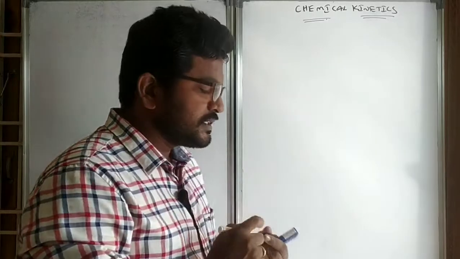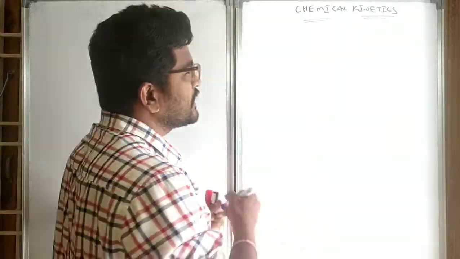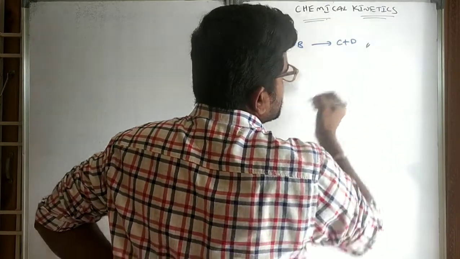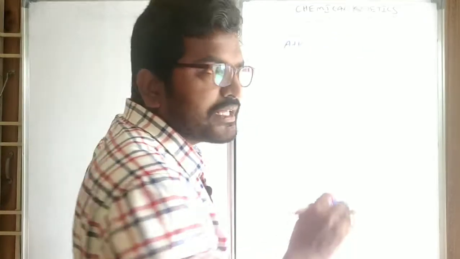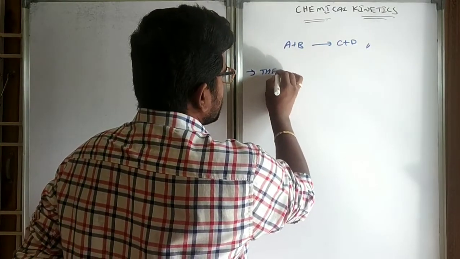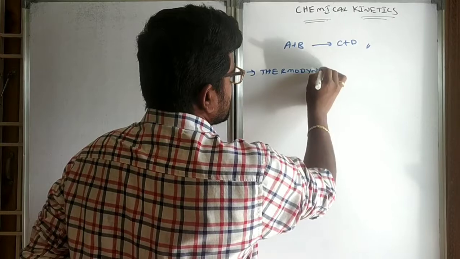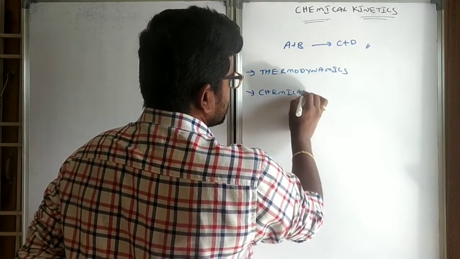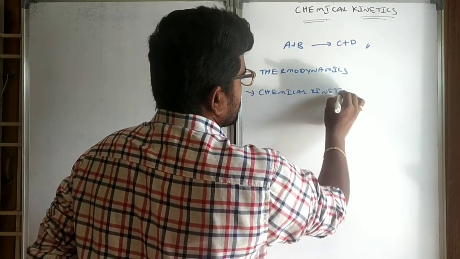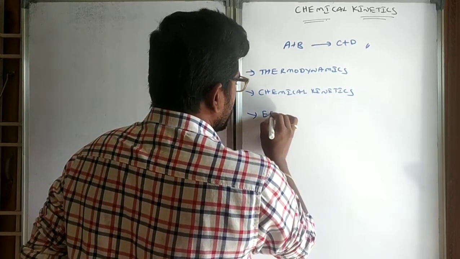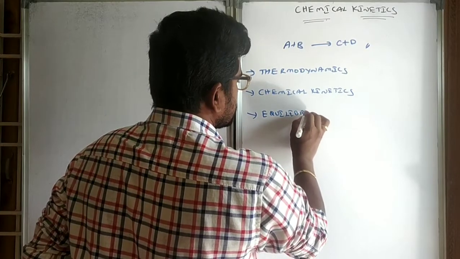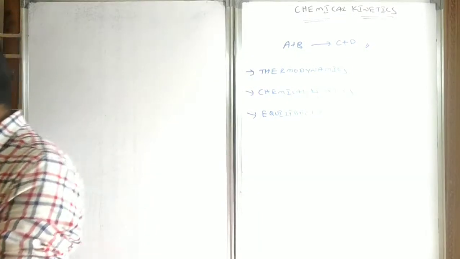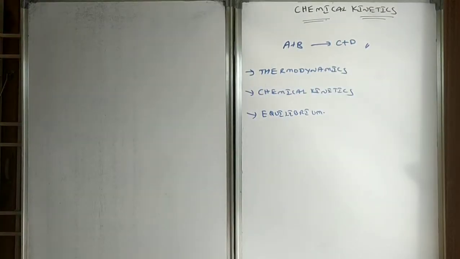First let us see what is this chemical kinetics. Take a chemical reaction, A plus B gives C plus D. Every chemical reaction can be studied by using thermodynamics, chemical kinetics, and equilibrium. These 3 are the concepts which are very important to understand any chemical reaction completely.